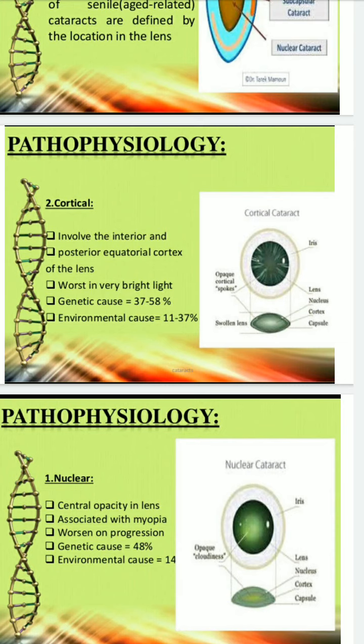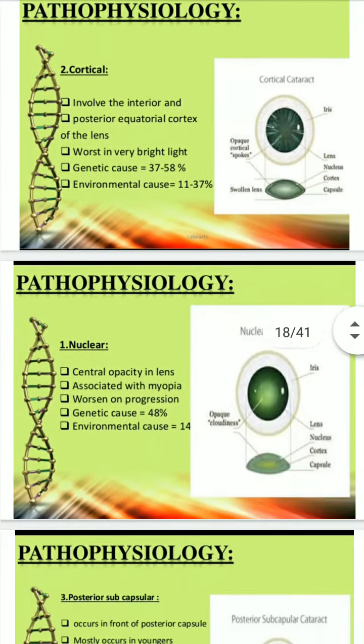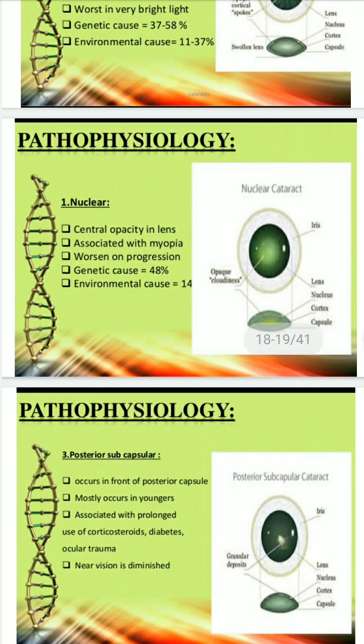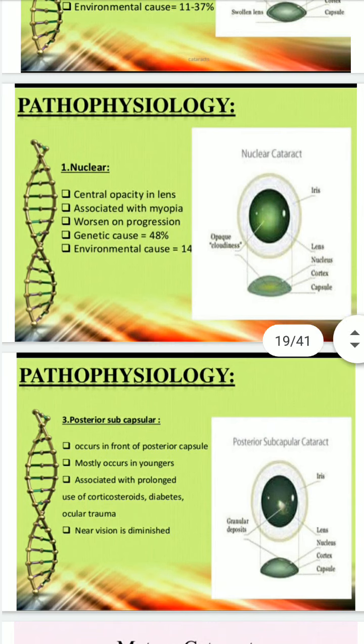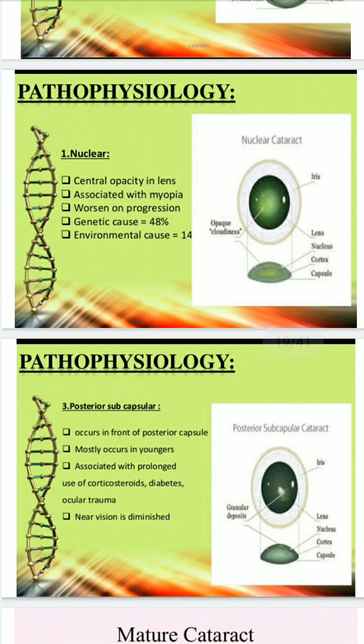And the third one is the posterior subcapsular cataract. A posterior subcapsular cataract occurs in front of the posterior capsule. This type typically develops in younger people. It is commonly seen in younger people and in some cases is associated with prolonged corticosteroid use, inflammation or trauma. These are the main causes.